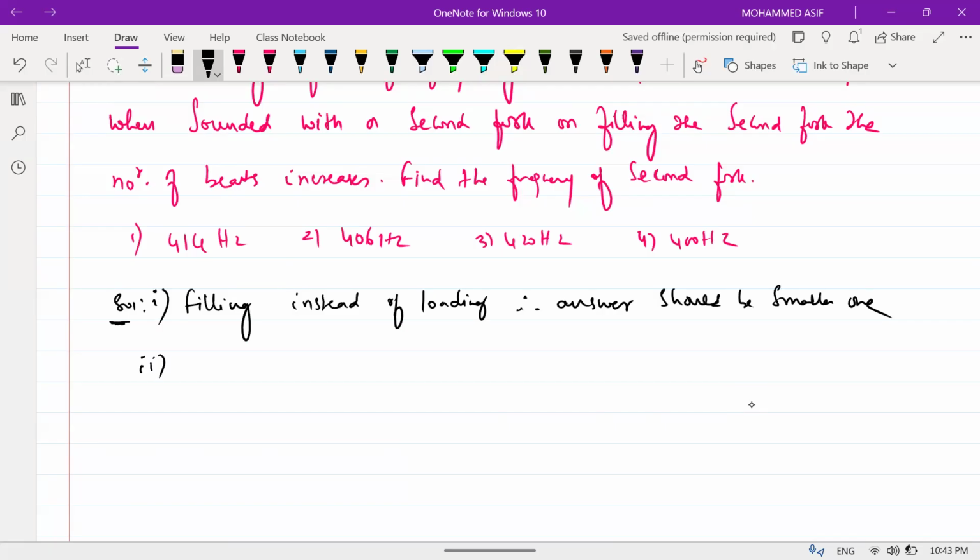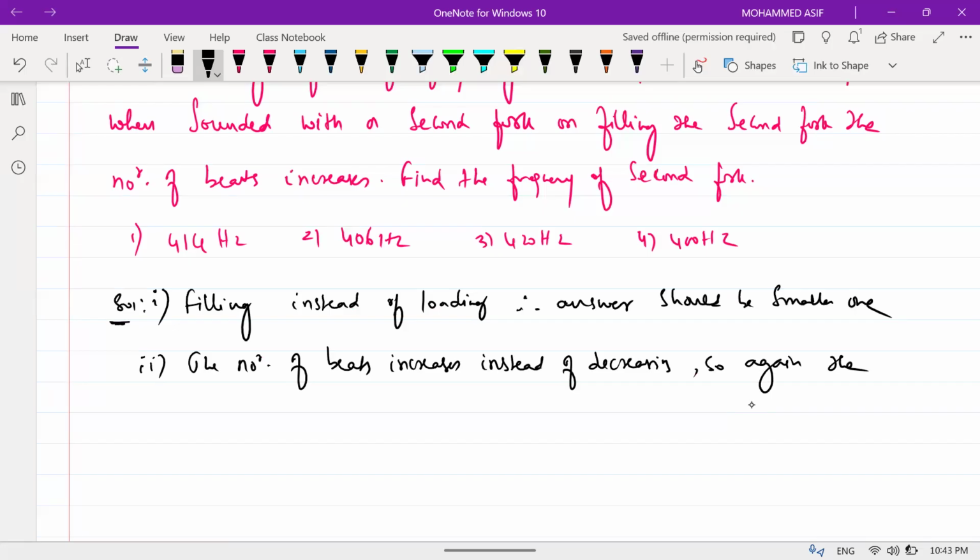Second case, if the number of beats increases, the number of beats, if I'm saying that increases instead of decreasing, so again the answer what you are writing, again the answer will reverse. That is, what will be the answer now? Answer will be the greater one.